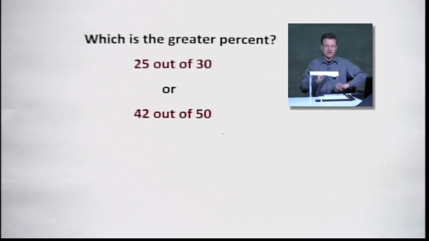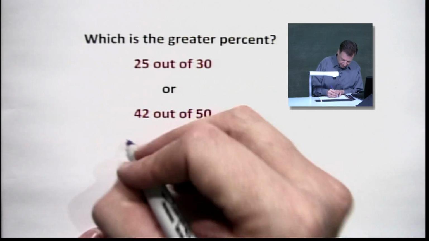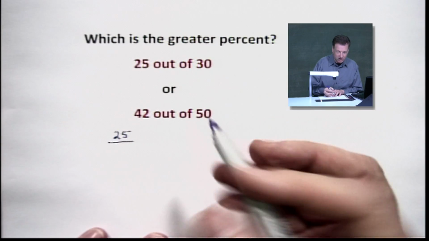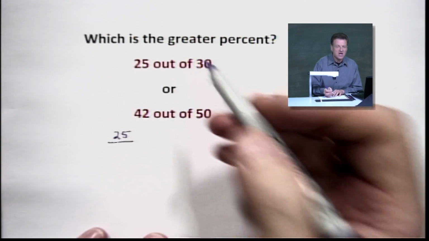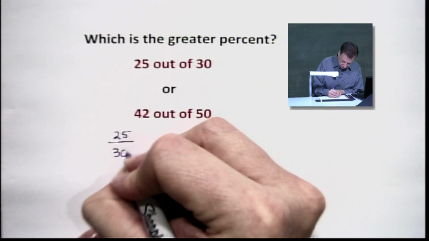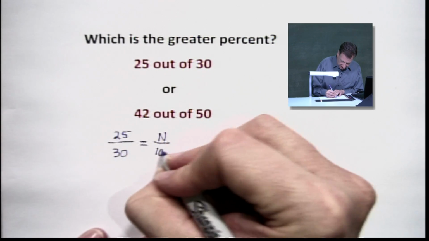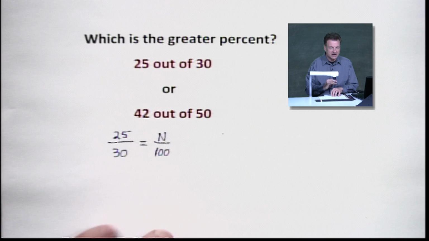Make your picks. Which one you think? All right. And then we're going to look at this and see where it takes us. All right. First of all, we're going to pick up 25. By the way, 25 out of 30. This is the part. There is your of for the total. And we're going to put our percent. We don't know what it is. It's over 100. All right, we'll cross multiply here in just a second.